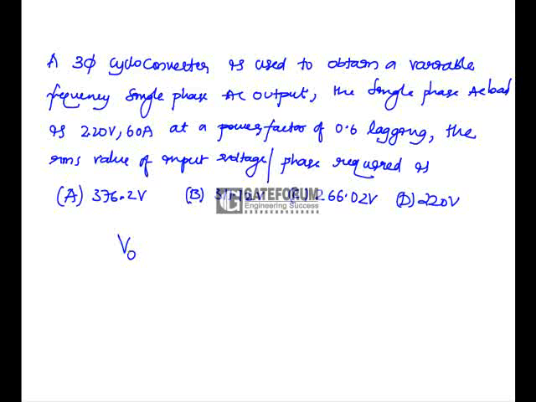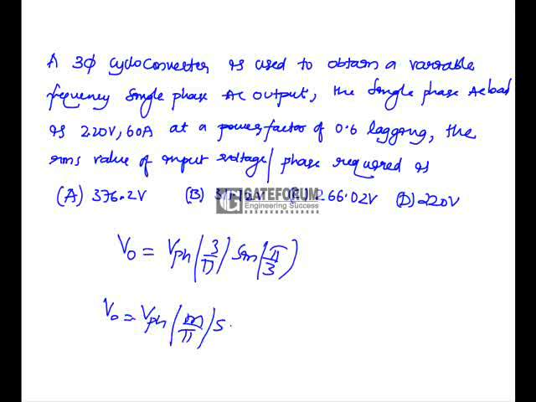Now for a three-phase cycloconverter, what is V0? V0 is equal to V phase times 3 by pi into sine pi by 3. Generally for M phase, it is expressed as V phase into M by pi into sine pi by M. Since we have 3 phase, M equals 3, and the equation is represented like this. Now, what is the AC output voltage we have here? The AC output voltage is 220 volts, 60 amperes at a power factor of 0.6 lagging. This is the required AC load. Now, what is V phase here?